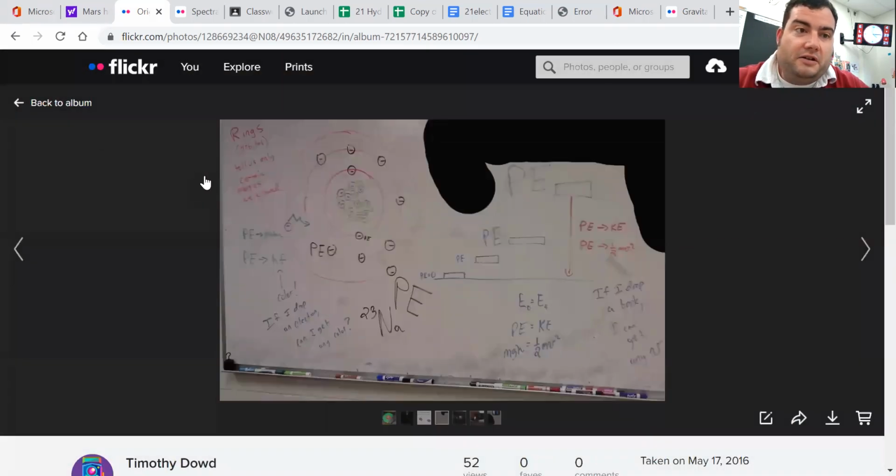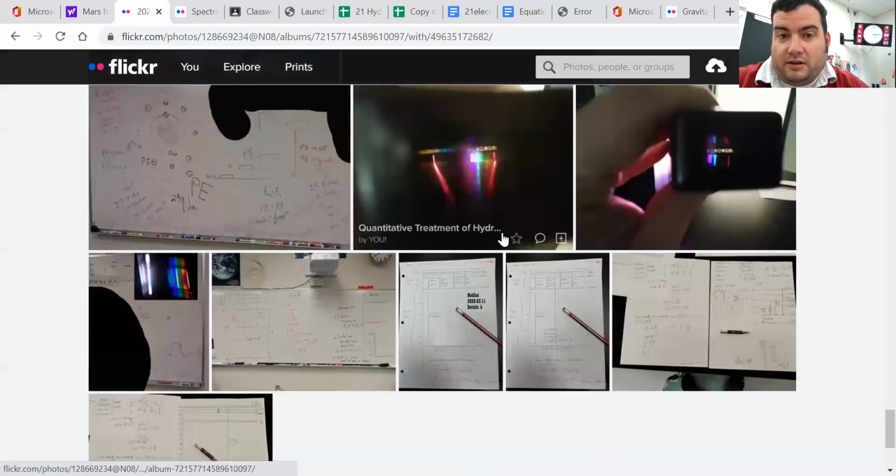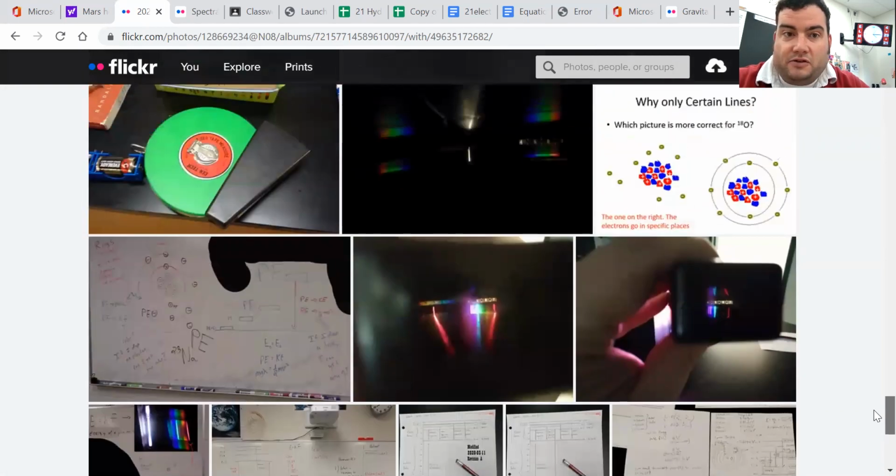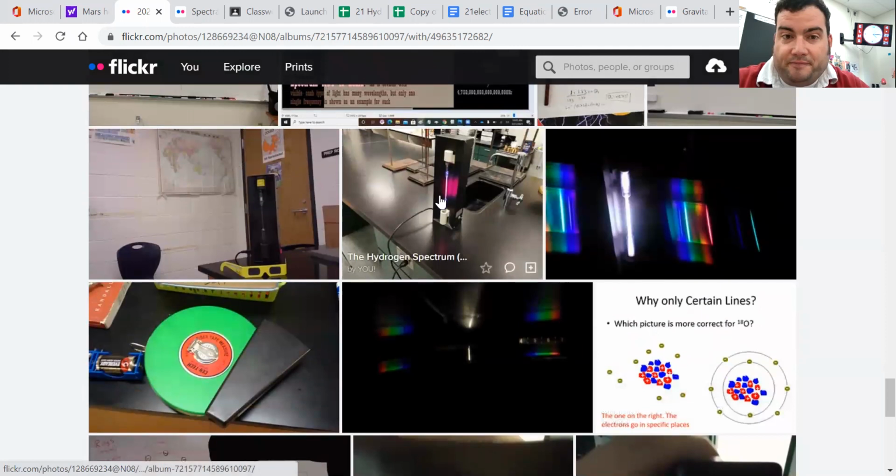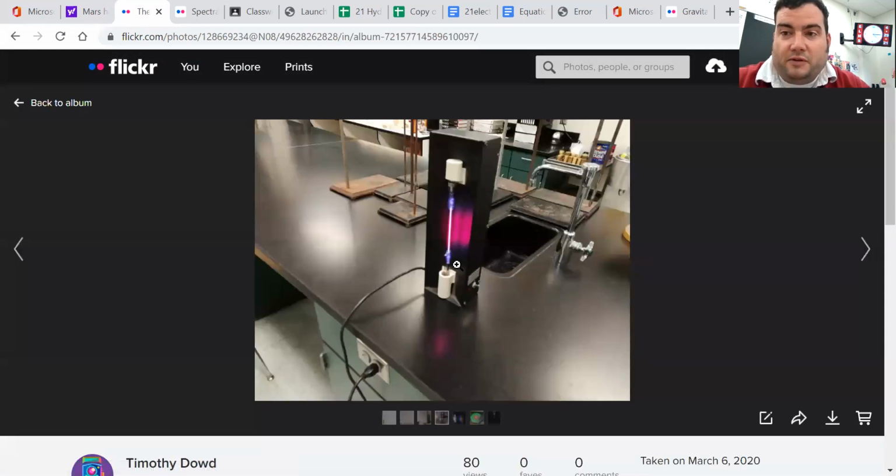You've learned that light corresponds to energy. And you've learned that different colors of light carry different amounts of energy because their photons each carry an amount of energy equal to HF, Planck's constant times the frequency.